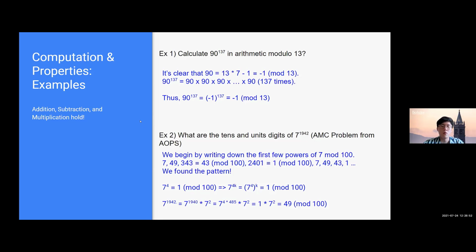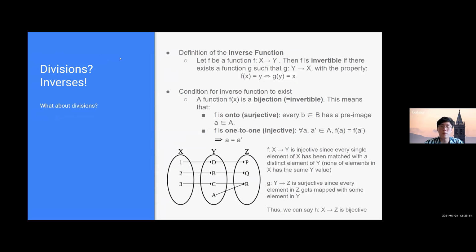Now we just talked about addition, multiplication, and subtraction, but we haven't dealt with division. You need to be a little more careful when you deal with division. Before we do, there is one thing you should be aware of, which is called an inverse function. We have already covered the inverse function in the arithmetic way.